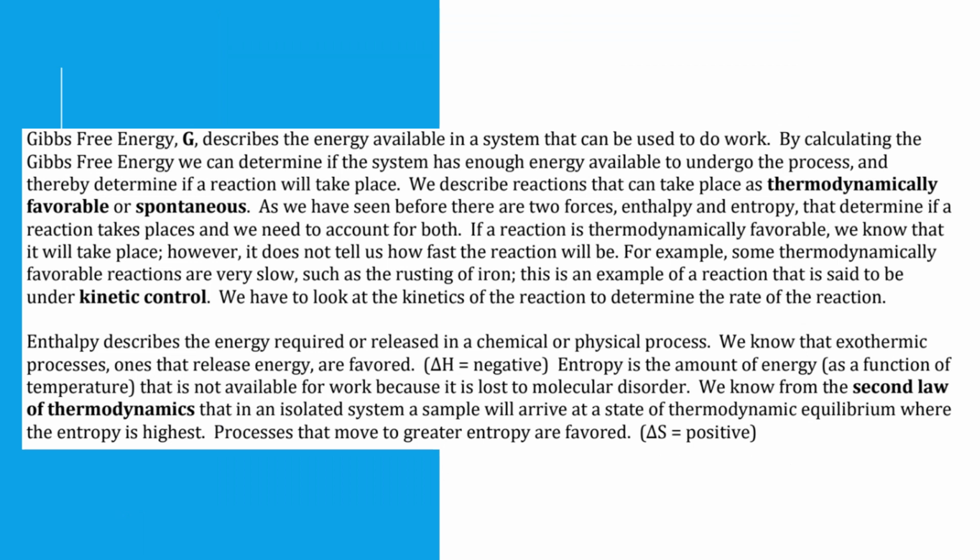Gibbs free energy, G, describes the energy available in a system that can be used to do work. By calculating this, we can determine if the system has enough energy available to undergo this specific process. And this is where the term thermodynamically favorable comes in, or spontaneous.